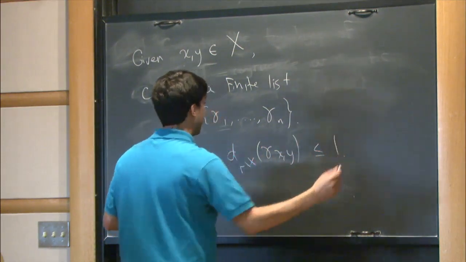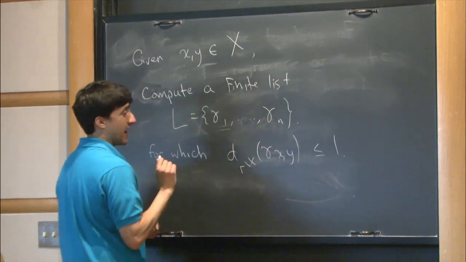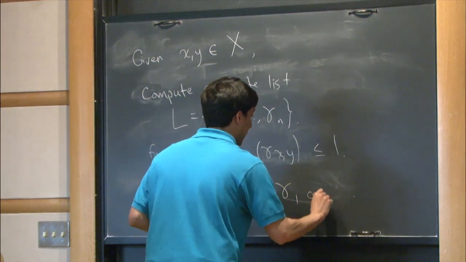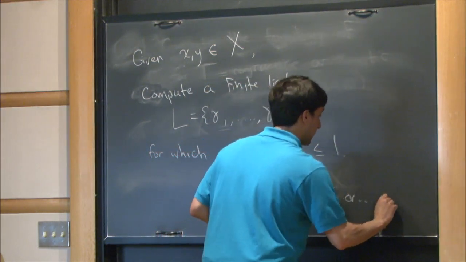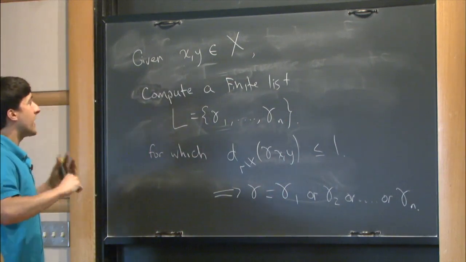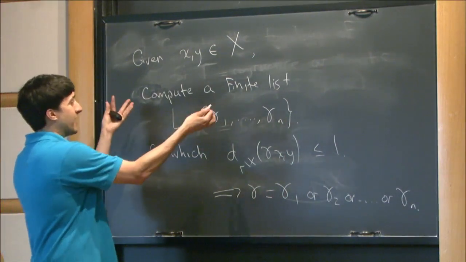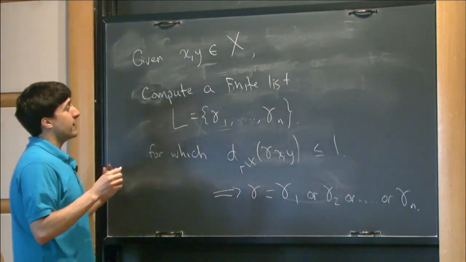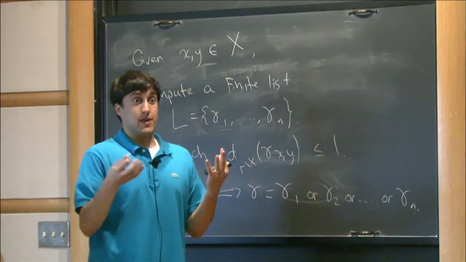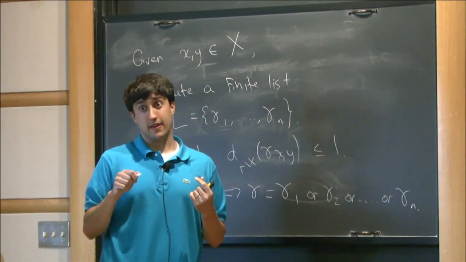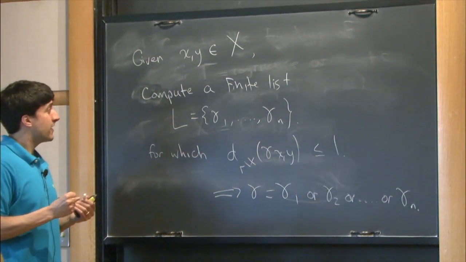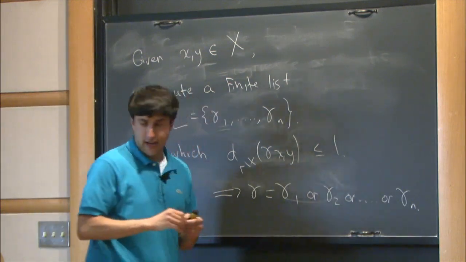So if the distance between the gamma translate of x and y is less than or equal to 1, this implies that gamma equals gamma 1 or gamma 2, one of the things in this list. This is the data that I want to start with when I compute whether, say, three balls have a common intersection point in the quotient. This is the sort of data that I want.